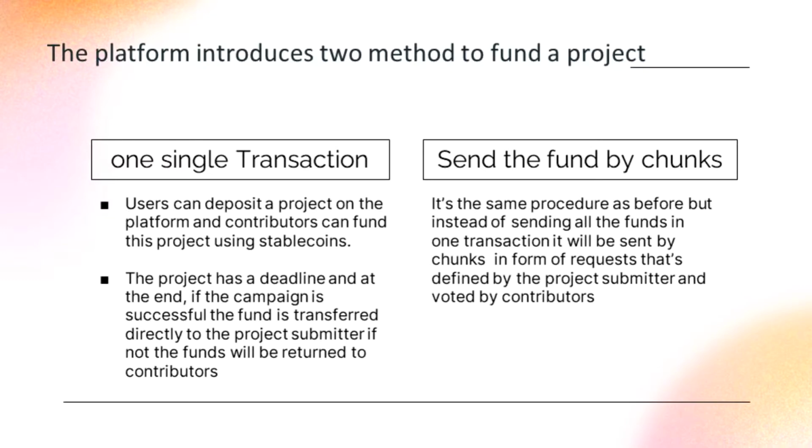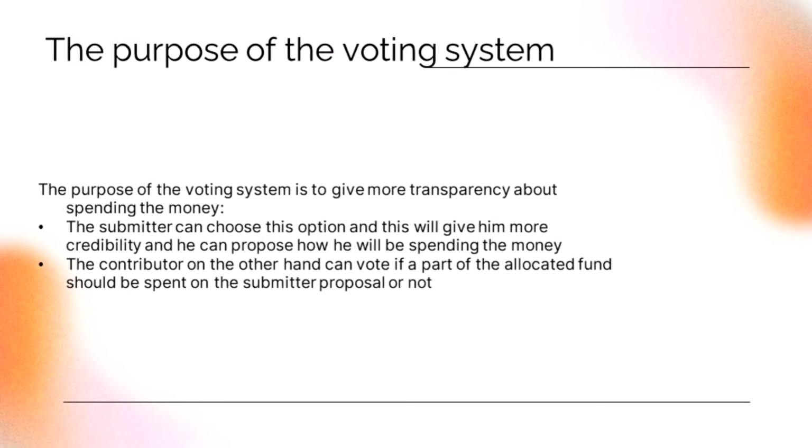With the second method, creating a project is the same as before, but instead of sending all the fund in one transaction, it will be sent by chunks in the form of requests that are defined by the project submitter and voted on by contributors. The purpose of the voting system is to give more transparency about spending the money.